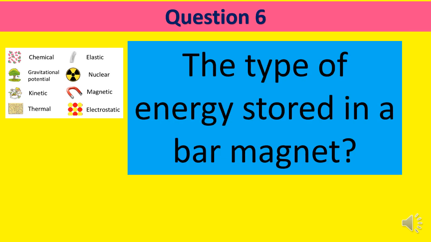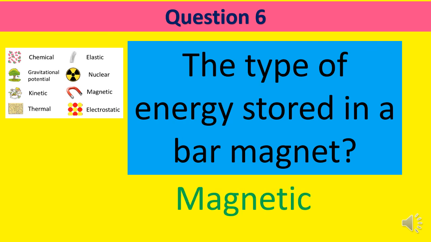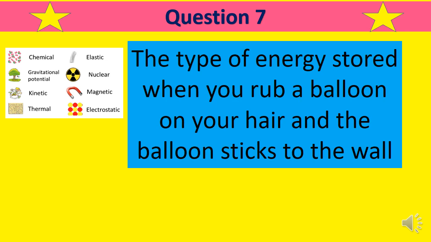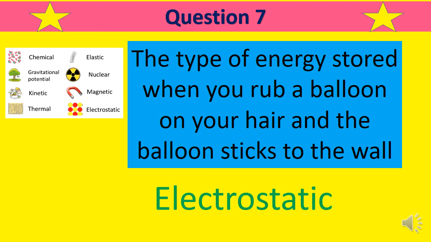Question number 6. The type of energy stored in a bar magnet. 3, 2, 1. Well done if you said magnetic. Question number 7. Your first star challenge question. The type of energy stored when you rub a balloon on your hair and the balloon sticks to the wall. Which one could it be? 3, 2, 1. Well done if you said electrostatic.